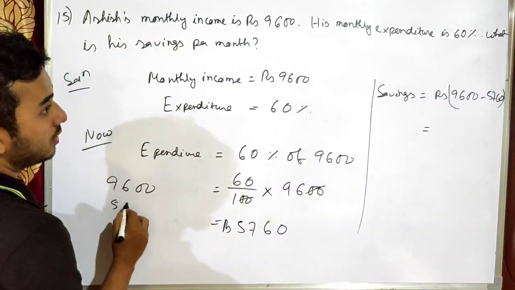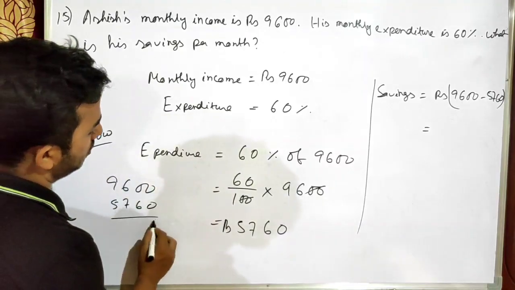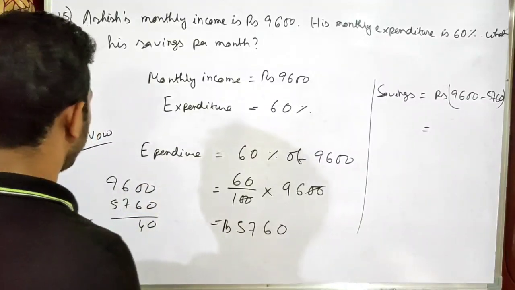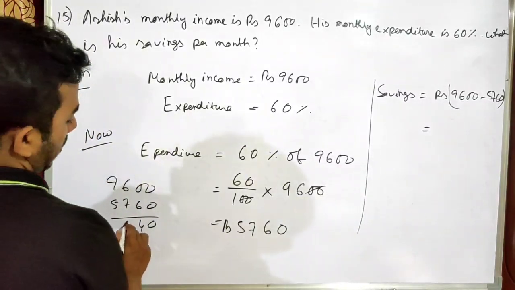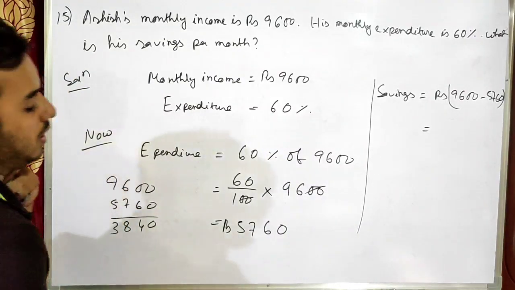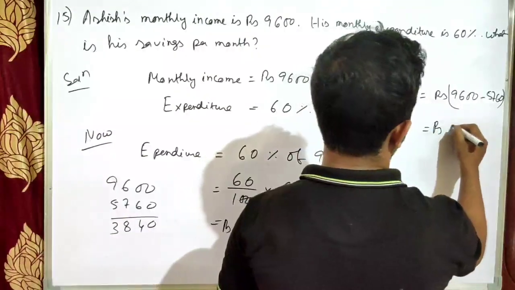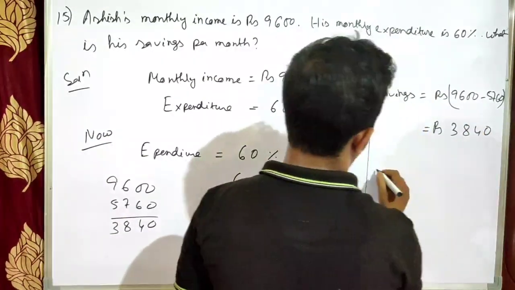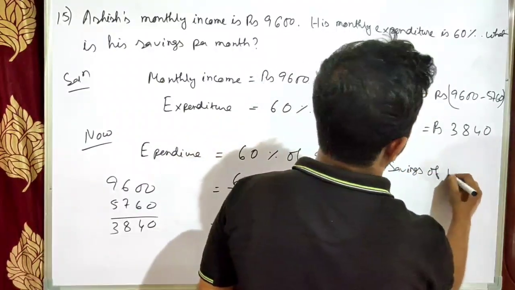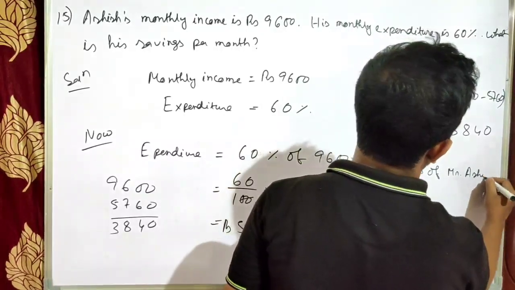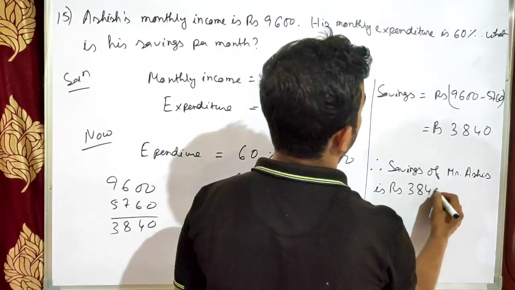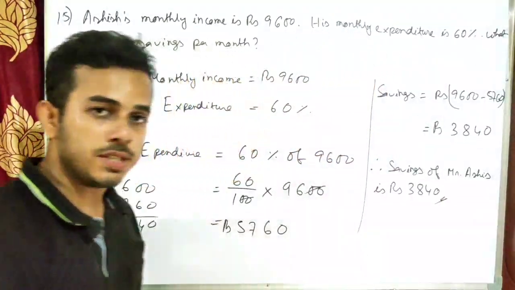Now if we subtract 5760 from 9600, 10 minus 6 is how much? 4. Then here 15 minus 7 is 8. And here 8 minus 5 is 3. So 3840, that is rupees 3840. So write, therefore, savings of Mr. Ashish Chanchal is rupees 3840. I hope this is clear to you, right?